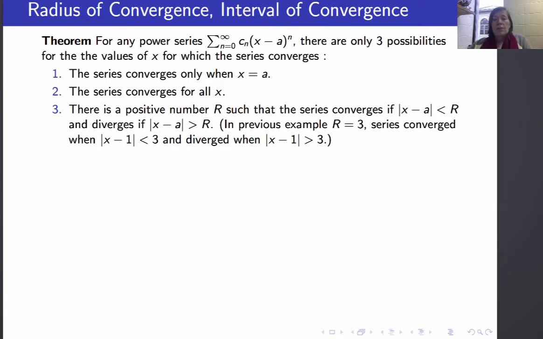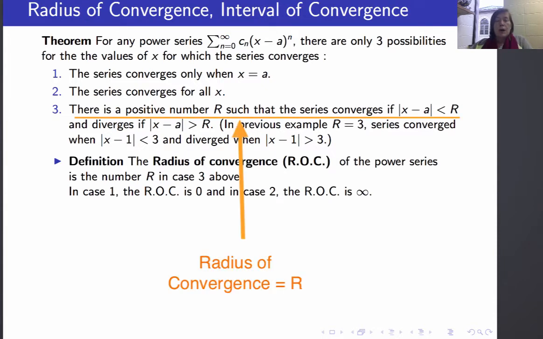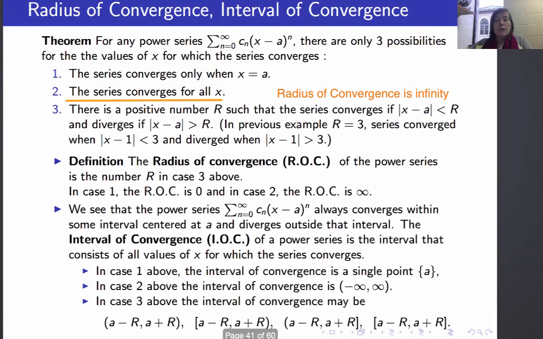So in the previous example, we saw that r was equal to 3 and our series converged when the absolute value of x minus 1 was less than 3 and diverged when the absolute value of x minus 1 was greater than 3. So the r here is called the radius of convergence, and it's abbreviated as ROC, and in case 3 the radius of convergence is the positive number r talked about, and in case 1 above the radius of convergence is 0, and in case 2 the radius of convergence is infinity.